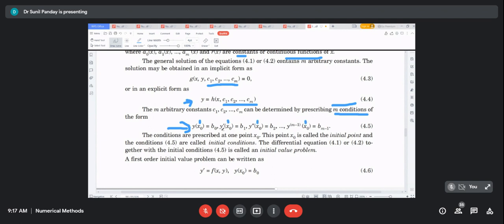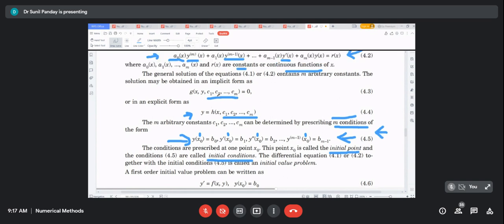Here you can observe one thing: all the conditions are at a fixed given point x naught. If they are on a single point x naught, then such a problem is known as an initial value problem, or we can say these conditions are known as initial conditions, because all the m conditions are prescribed at the point x equals x naught, and such a point x naught is known as the initial point.